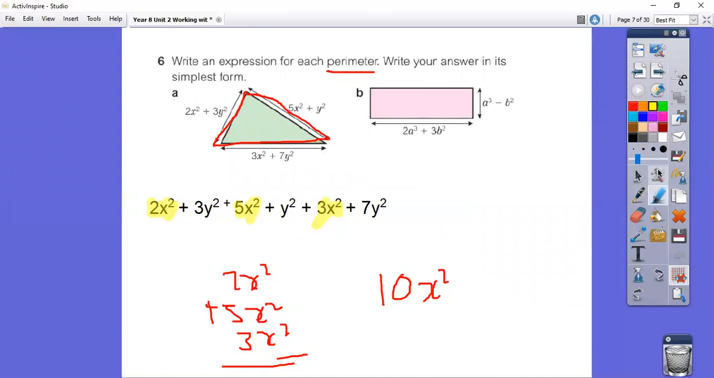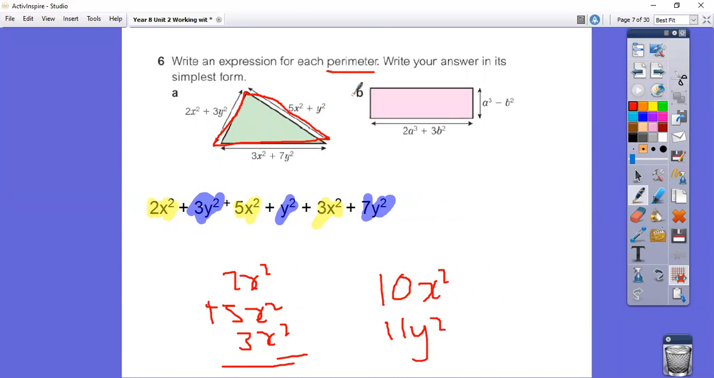We have a final part. So the other terms, the other creatures in this expression, you've got 3y squared plus y squared plus 7y squared. So like we did here, 3 plus 1, remember y squared is 1y squared. So 3 plus 1 is 4, plus 7 is 11. So that's going to be 11y squared. And like we did before, remember x squared and y squared are not the same creatures. So this will just simplify to 10x squared plus 11y squared, for its perimeter.